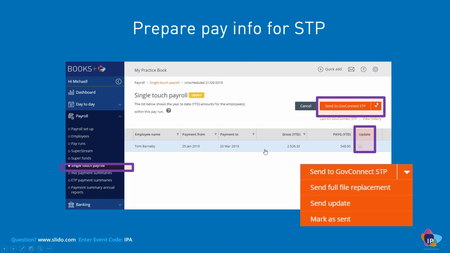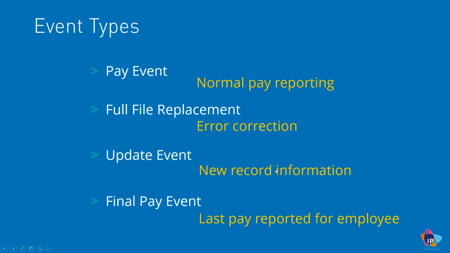Do have a look. There is a drop-down arrow there, and you can see some other options there. Send full file replacement, send update, and mark as sent. So what do these mean? Well, STP does use these things called event types. Now, the program is configured to automatically process what's called the pay event, which is the normal pay run and its reporting. So to do that, you just click on Send to GovConnect STP.